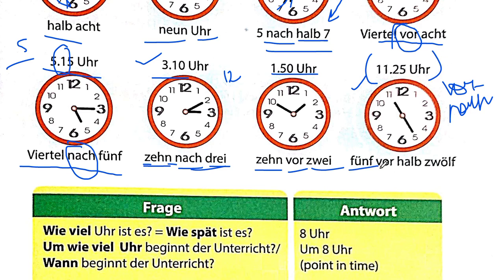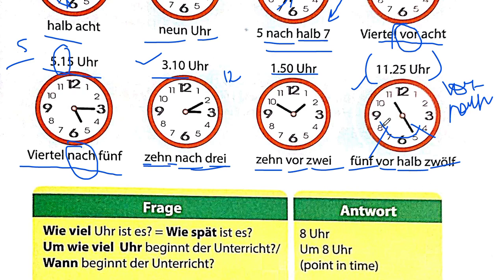So 5 vor halb 12. That means 11:25. Okay, anything that comes in this range, right? This range would mostly be your halb range. So fünf vor halb zwölf, 5 minutes before halb zwölf.